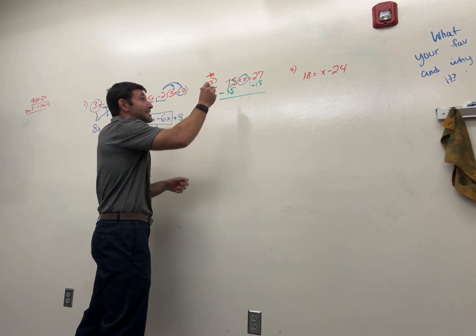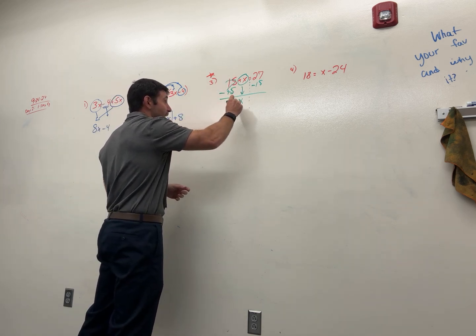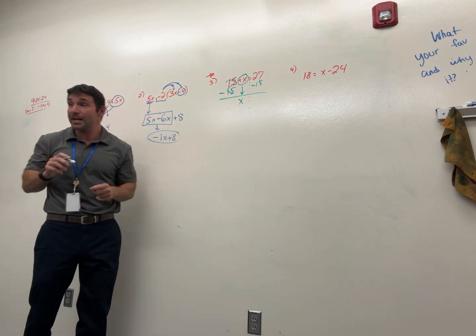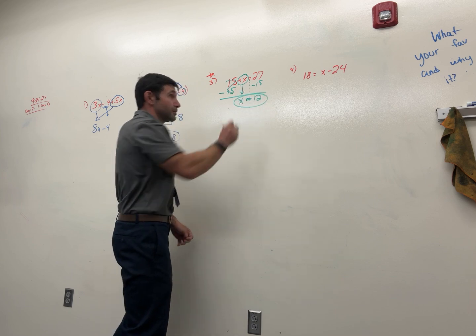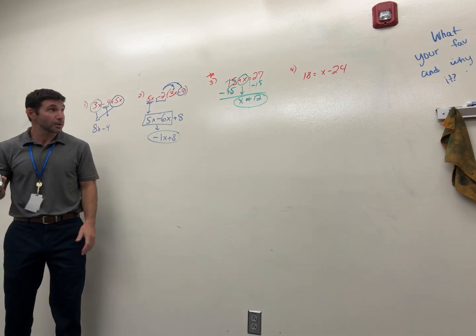15 minus 15 is 0. X comes down. 0 plus x is x. That's the additive identity. 27 minus 15 is 12. And a lot of you had that, which is great.